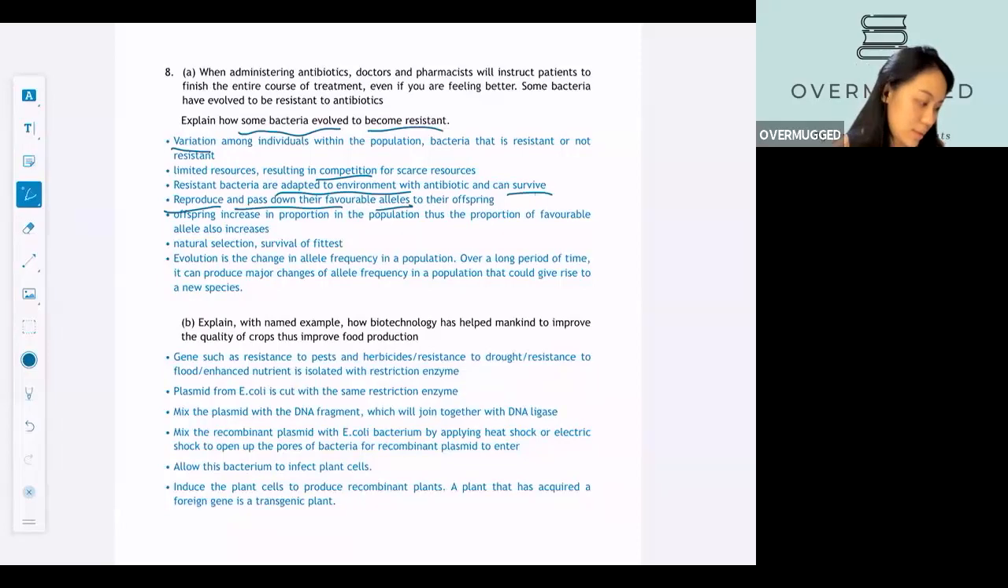And then their offspring increase in proportion in the population, so the proportion of the favorable allele also increases. And this process is called natural selection, or the survival of the fittest. Of course, natural selection is the keyword here. This whole process is basically natural selection.